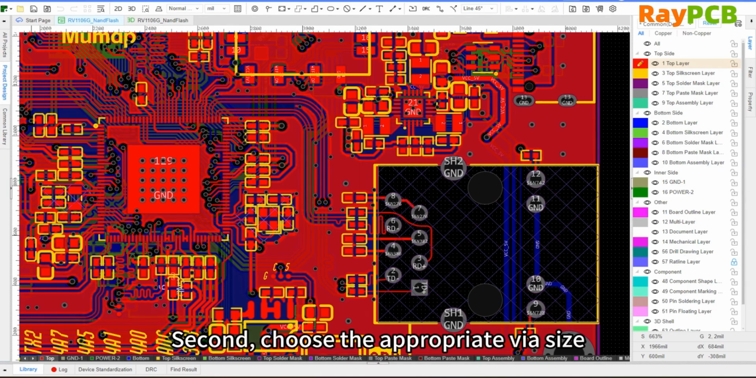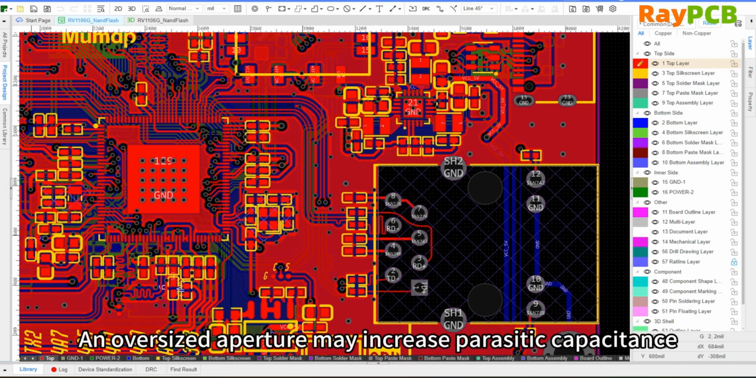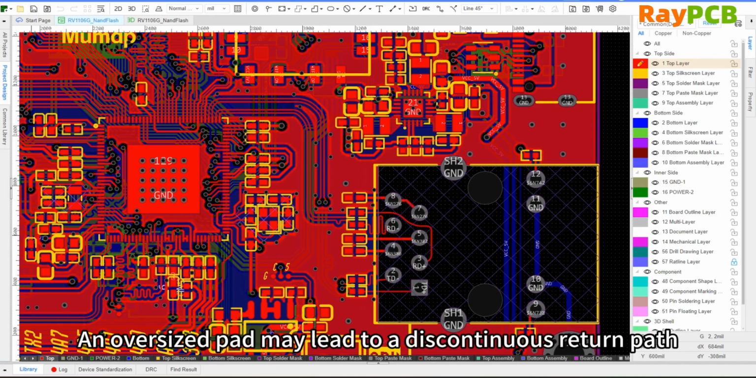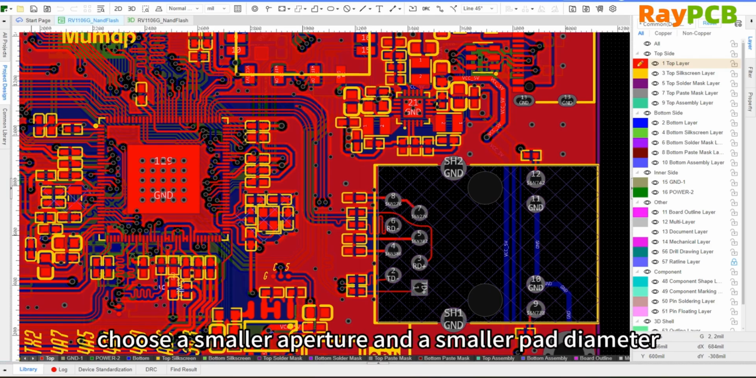Second, choose the appropriate via size. The hole diameter and pad size are not necessarily better the bigger they are. If the hole diameter is too large, it may increase the body resistance, and if the pad is too large, it may cause discontinuity in the return path. Usually, for high-speed signals, smaller hole diameters and smaller pad diameters are chosen to reduce body parasitics.